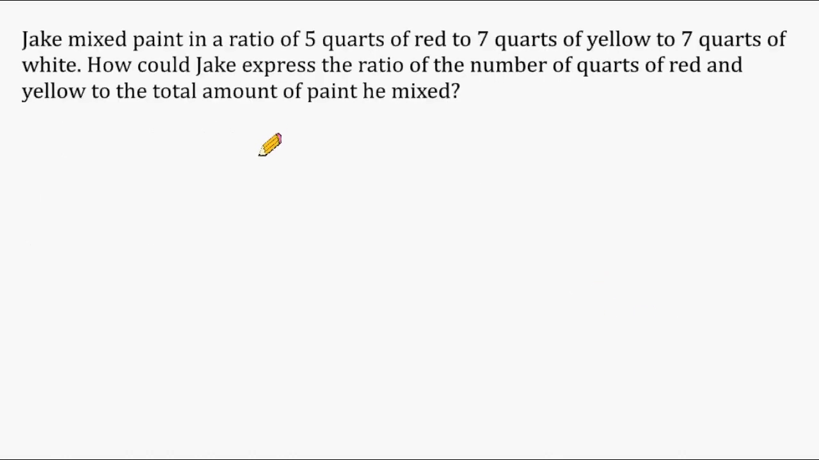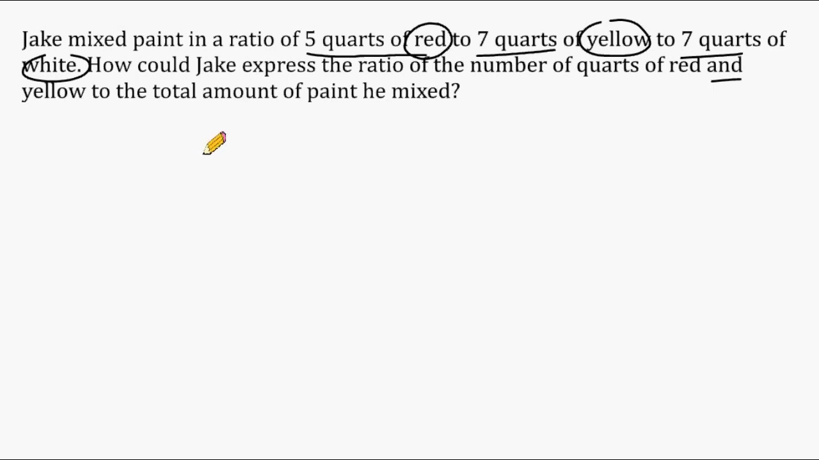This problem states that Jake mixed paint in a ratio of 5 quarts of red to 7 quarts of yellow to 7 quarts of white. How would Jake express the ratio of the number of quarts of red and yellow to the total number of paint he mixed? Now we have to be very careful in this problem. They're really only asking for a ratio of 2 numbers.